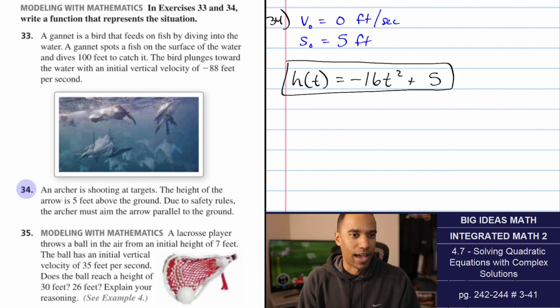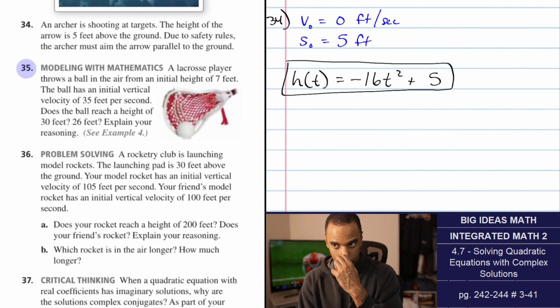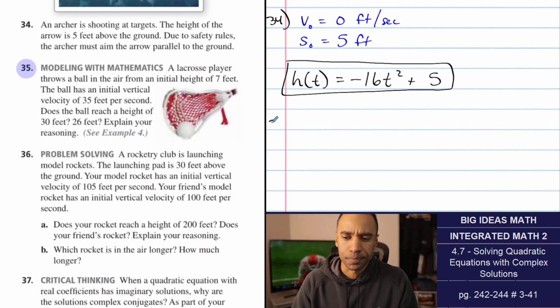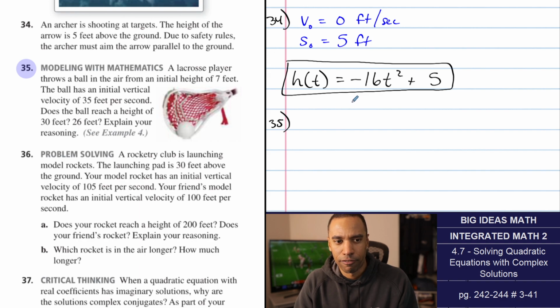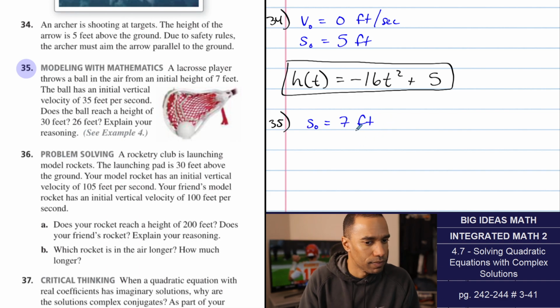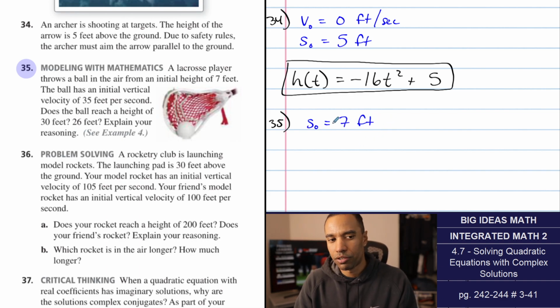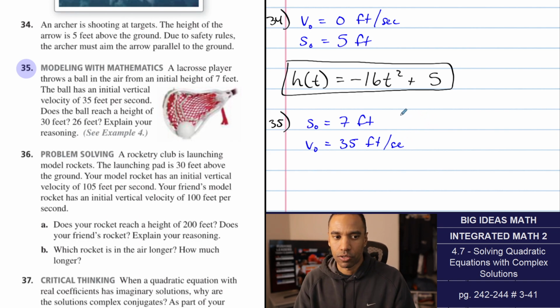Okay, number 35. Now I think we're probably going to take the word problems and solve. Set up, make our own and solve. Number 35. A lacrosse player throws a ball in the air from an initial height of 7 feet. The ball has an initial vertical velocity of 35 feet per second. Does the ball reach a height of 30 feet, 26 feet?